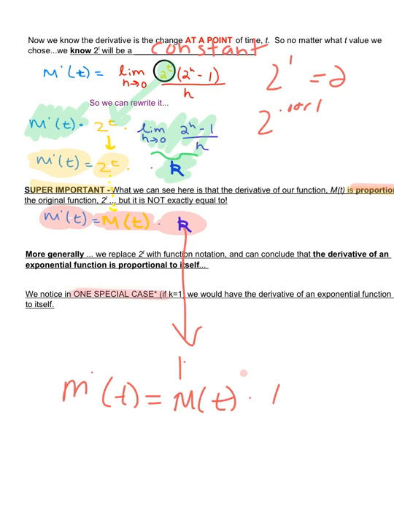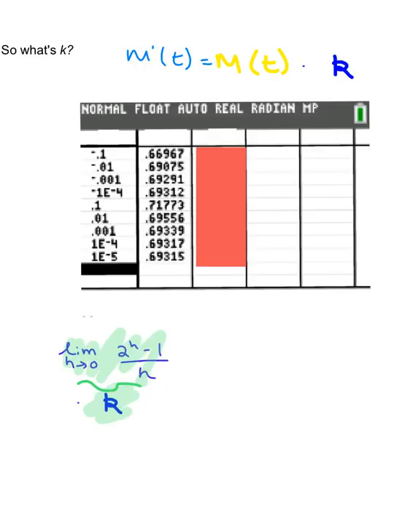But first we're going to investigate, well, if what we said here was that the derivative of an exponential function is proportional to itself, well, we obviously know what the exponential function is. How are we supposed to find that value of proportionality per se? How are we supposed to find that k? So the question becomes then, how do we find that k value?